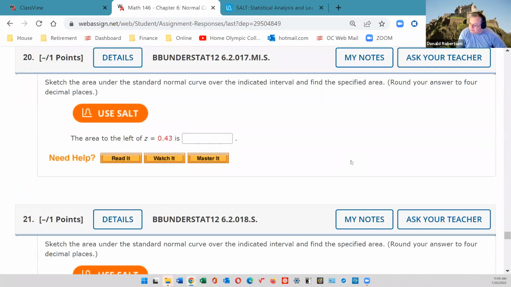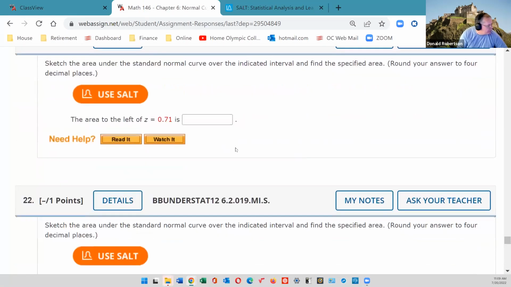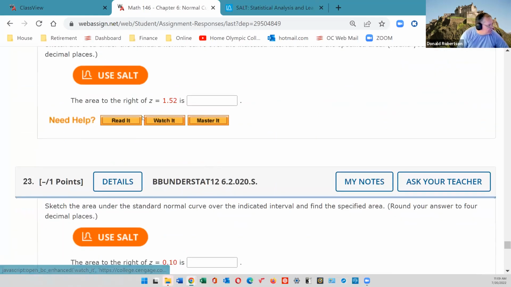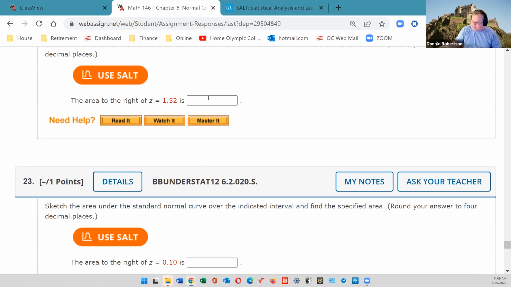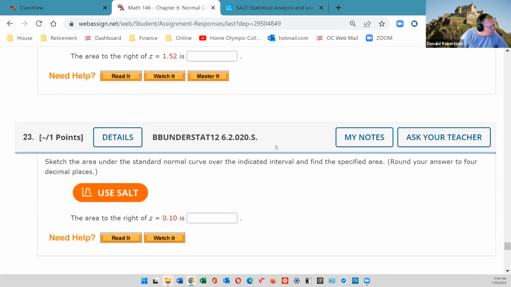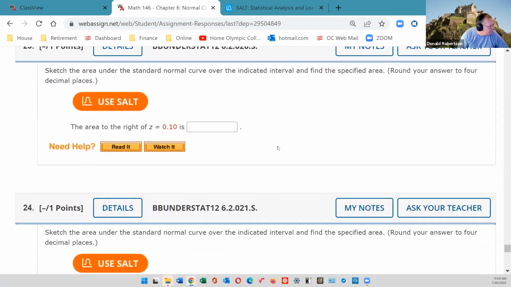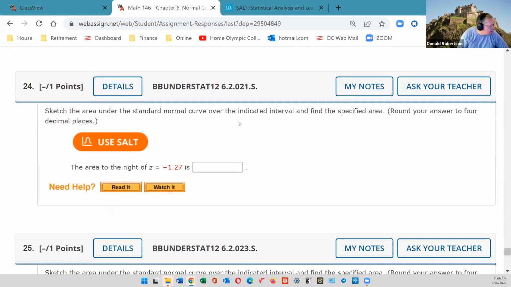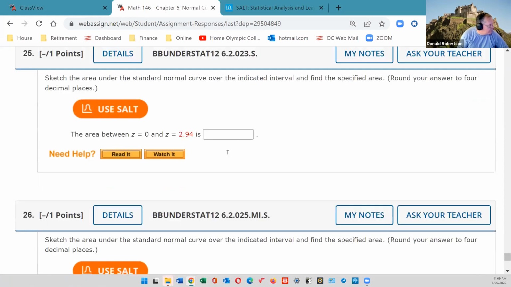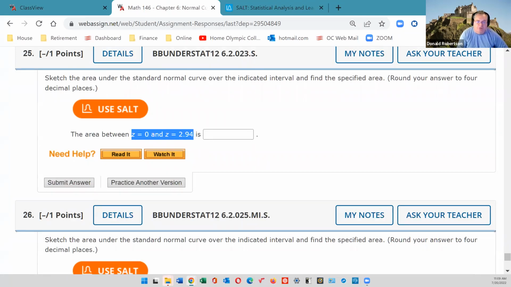We good? I'm just scanning through. So if you want to the left of 0.71, wouldn't I hit the button and just put 0.71 and get my answer? If you wanted to the right of that number, wouldn't I go right tail and type in that number and get my answer? What's that one to the right again? Another to the right. There's a between, right? So between 0 and 2.94.